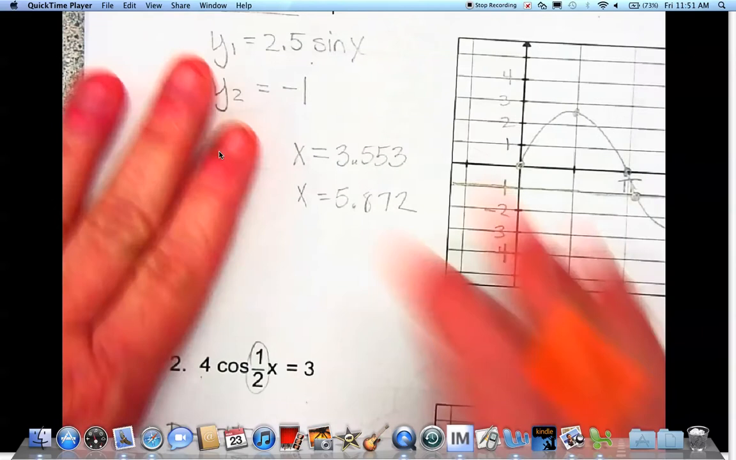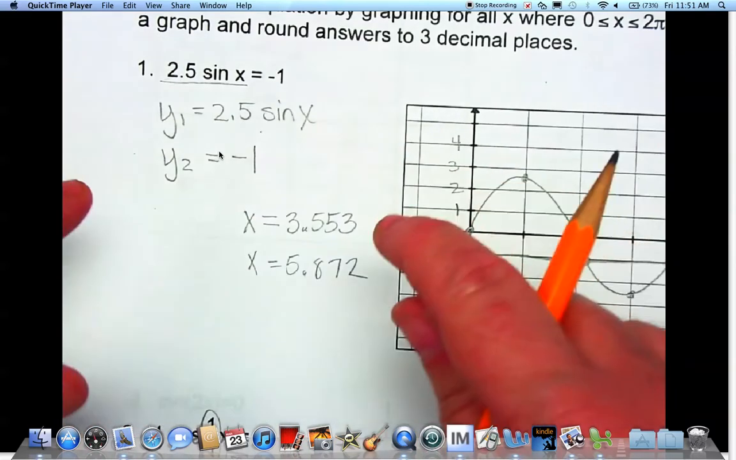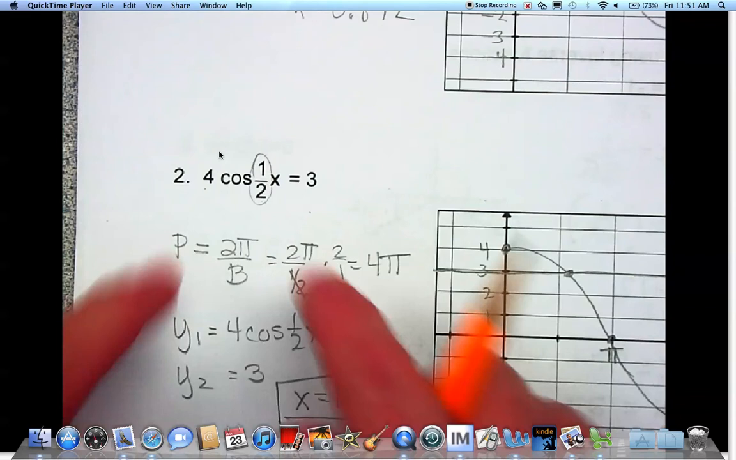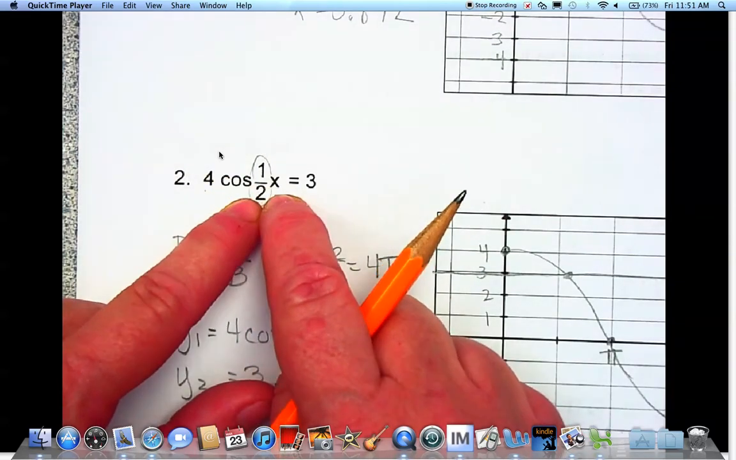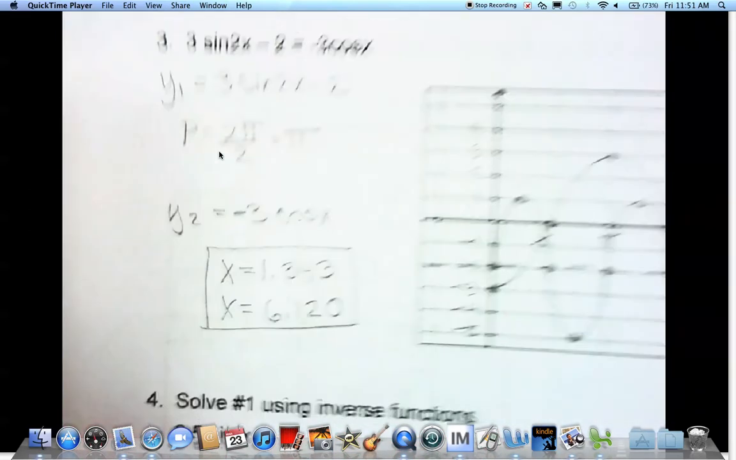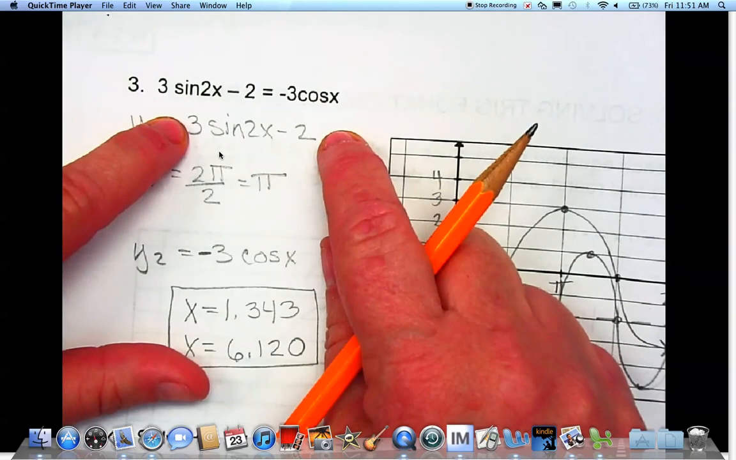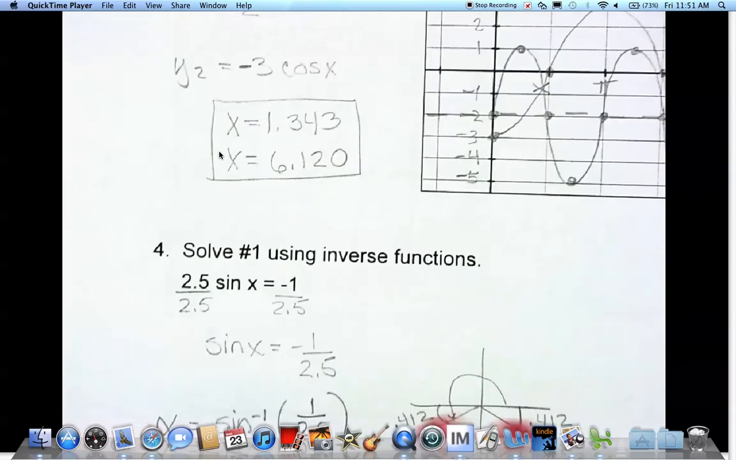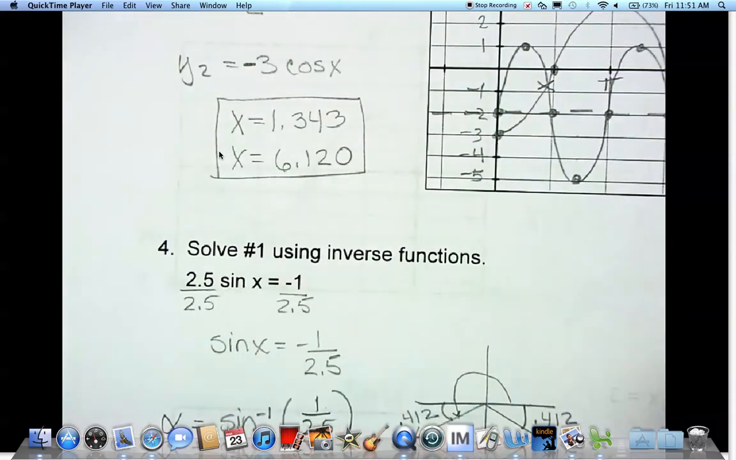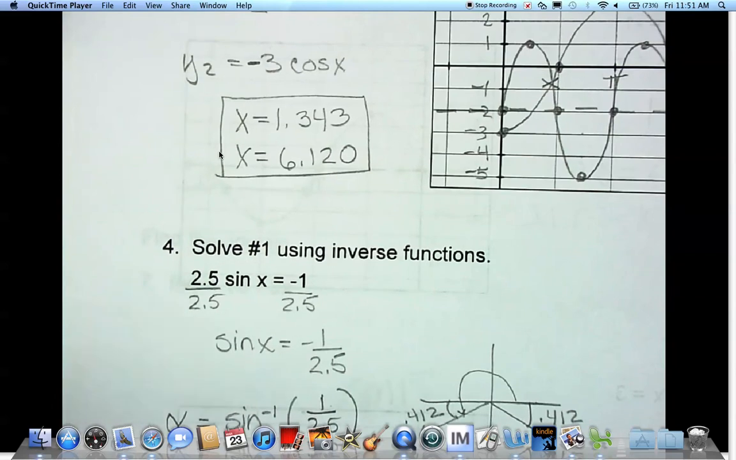Now this one we could have used inverse sine instead of graphing. But if you look at the next one, you can't use inverse cosine because it's the cosine of 1/2 x. And this one, you've got sine on one side, cosine on the other. You can't get there. The only time you can do it is when you've got either sine x or cosine x by itself, unless it tells you to do it by graphing.